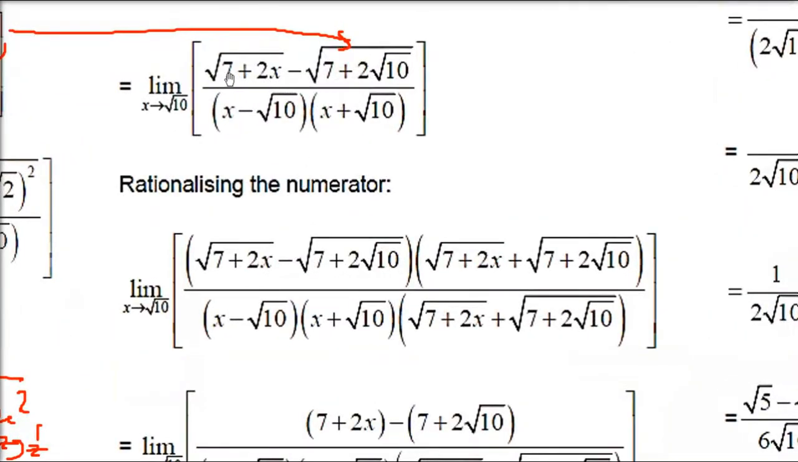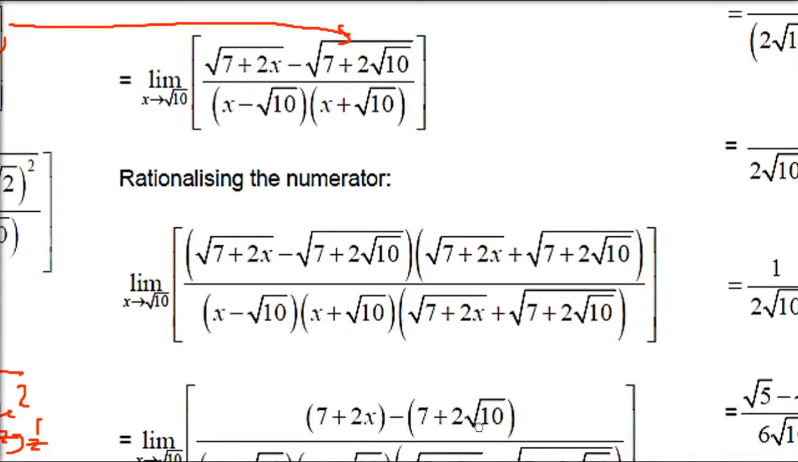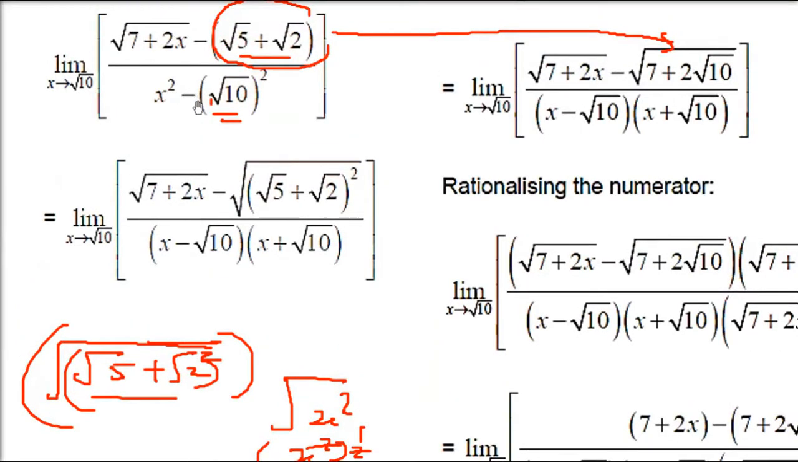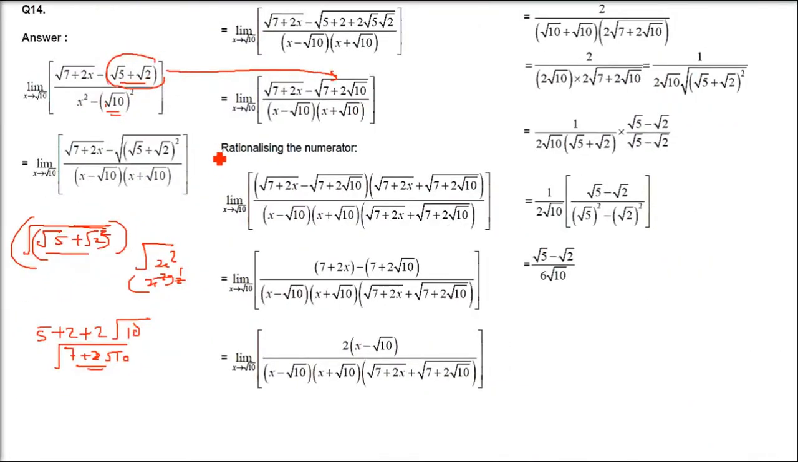Now the denominator, it was x square minus 10. It was not x square minus under root 10 whole square. So I am rationalizing it first of all, multiplying the same term with the positive sign here. So a square minus b square, under root 7 plus 2x whole square is 7 plus 2x. And the denominator was initially x square minus 10. So now I am writing it as x square minus under root 10 whole square.